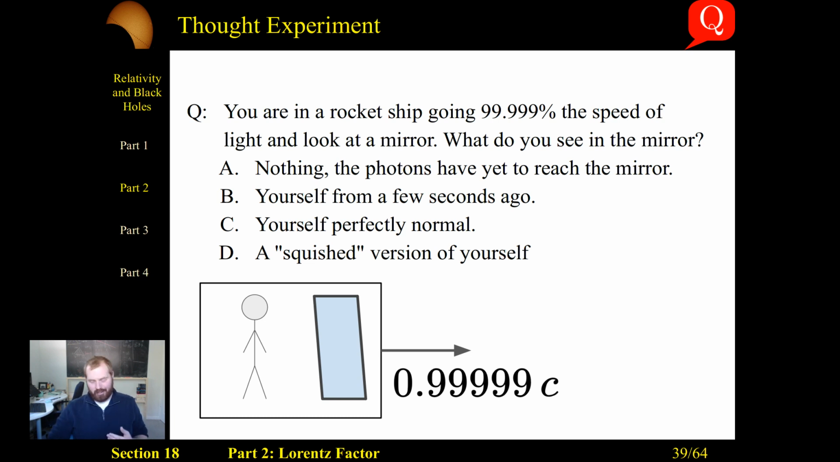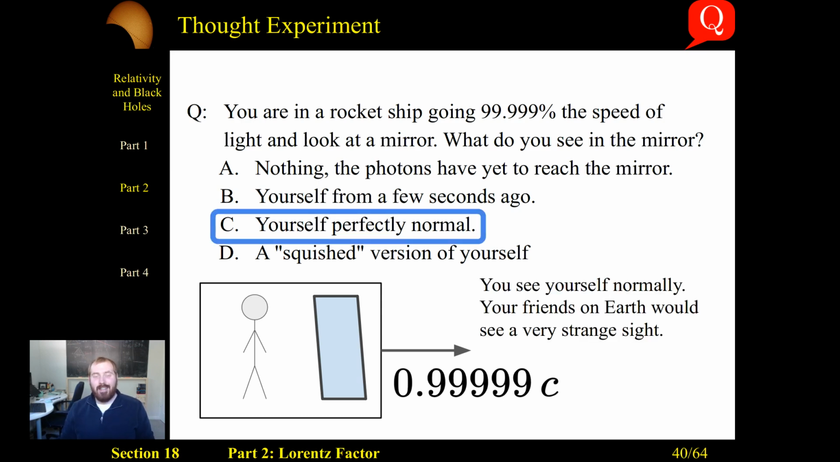Well, is the mirror far enough away from you that photons bouncing off you haven't quite reached the mirror yet, and so you can't see an image? Or has enough time transpired? Are you having this kind of time delay effect? Is it just you length contracted? What's happening here? I'll tell you that you're going to see yourself perfectly normal. Remember, you're in an inertial reference frame. In your frame, it doesn't matter how fast the rocket ship's going. You're on the rocket ship.